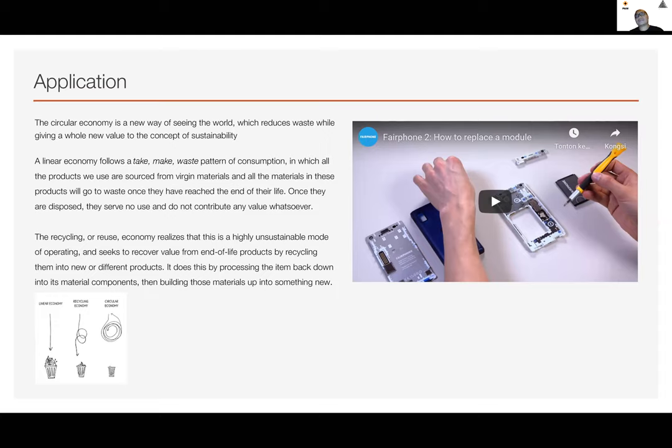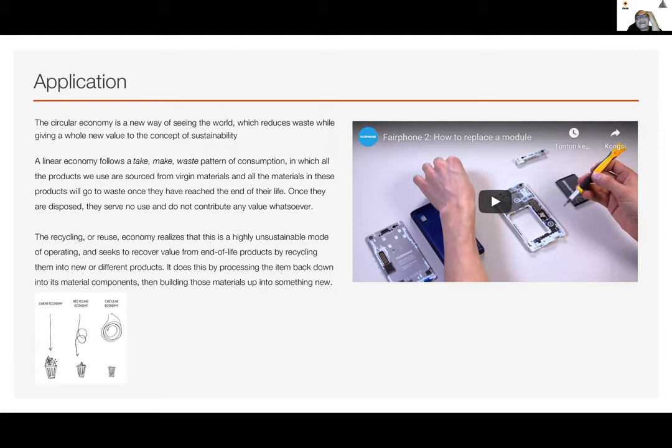Like for example, my car. I own a Kia. I was given this package where after 5 years, I can sell my car back to the manufacturer, which is Kia, and I will get 50% of what I paid when I bought it. So it is already being implemented in the automotive or car manufacturing sector.